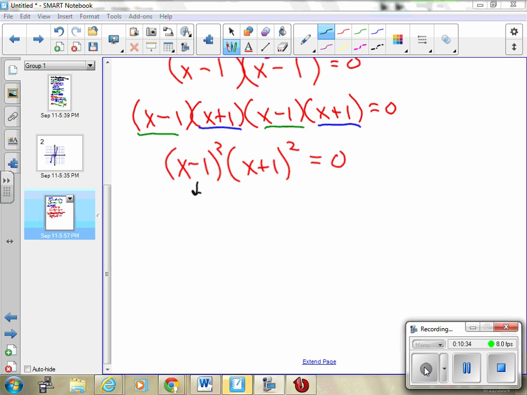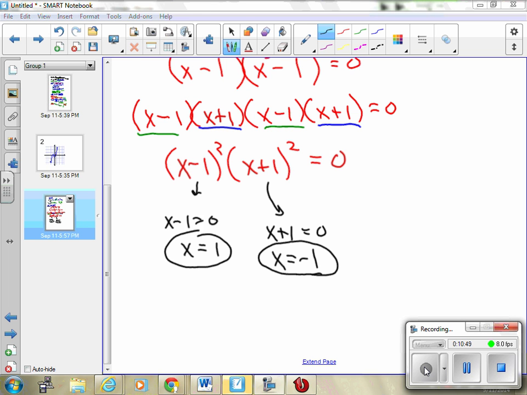So what are the x values that would make this equal 0? Well, x minus 1 equals 0 when x equals 1. X plus 1 equals 0 when x equals negative 1. So I'm expecting to see the graph touch but not go through the x-axis at those 2 locations.